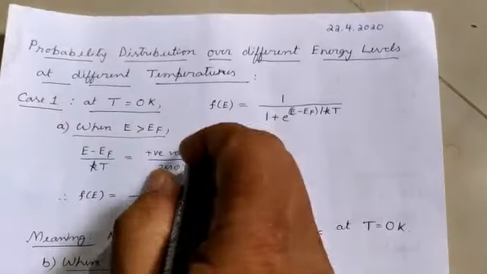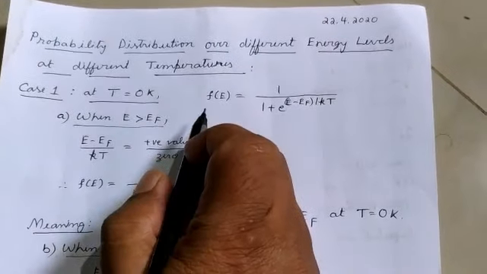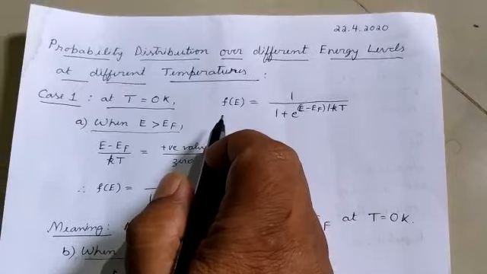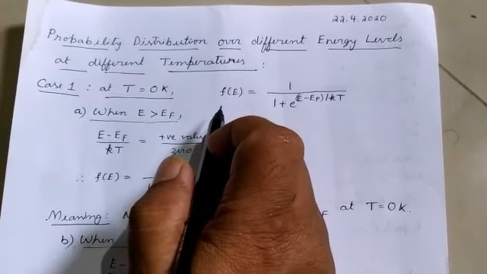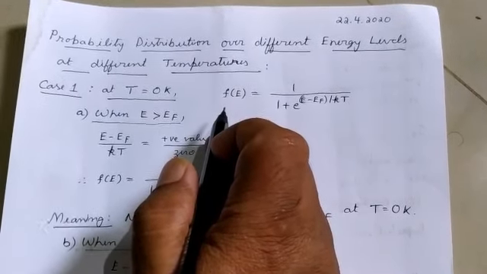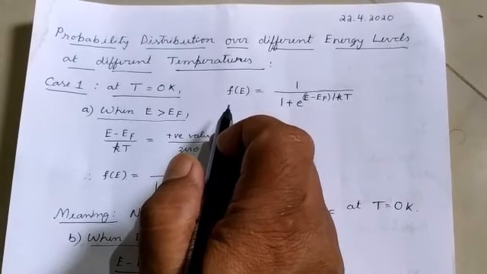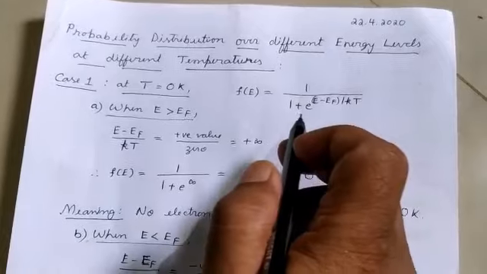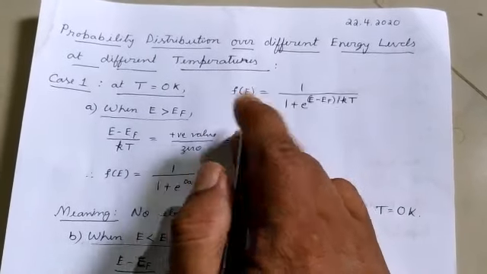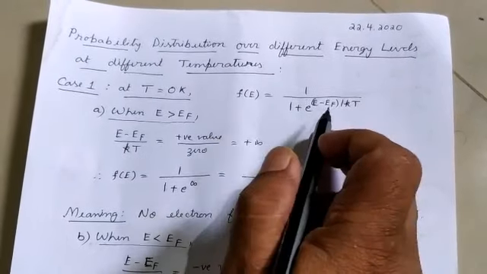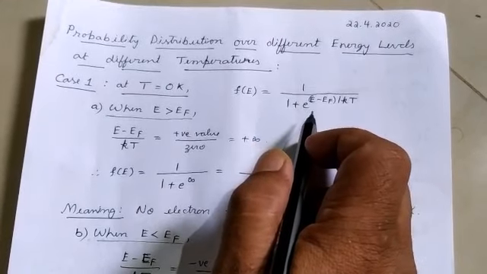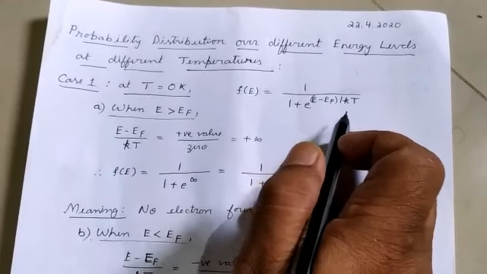Hello, last time we saw that Fermi-Dirac statistics is required for explaining the distribution of electrons in the case of metals or semiconductors. We saw that there are three important functions involved in Fermi-Dirac statistics. One of them is the Fermi factor f(E), which is given by 1 / (1 + e^((E - EF)/kT)).